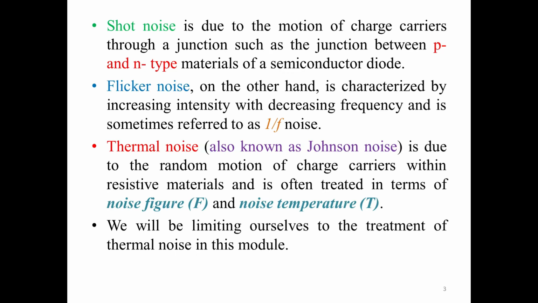Shot noise is due to the motion of charge carriers through a junction, such as the junction between P and N-type materials of a semiconductor diode. Flicker noise, on the other hand, is characterized by increasing intensity with decreasing frequency and is sometimes referred to as 1/f noise. Thermal noise, also known as Johnson noise, is due to the random motion of charge carriers within resistive materials and is often treated in terms of noise figure F and noise temperature T. We will be limiting ourselves to the treatment of thermal noise in this module.